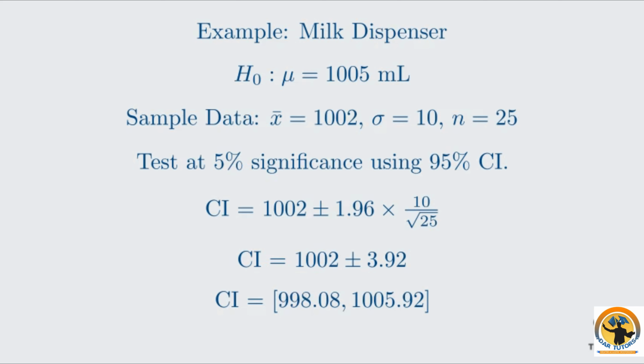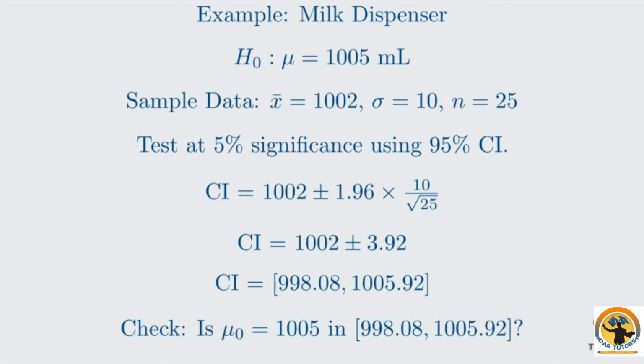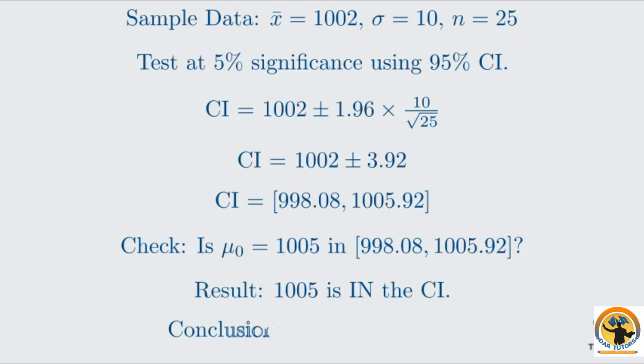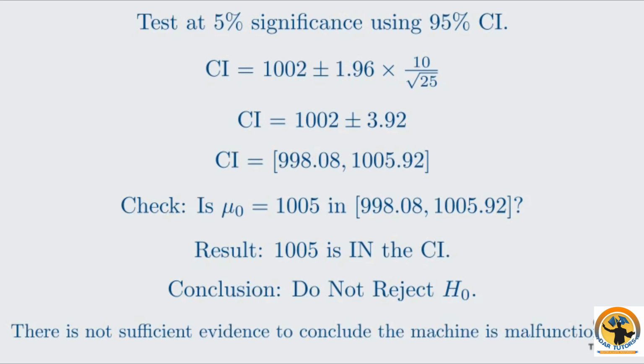Now for the second step. Check if mu0 equals 1005 lies within this interval. The interval is from 998.08 to 1005.92. The value 1005 is clearly inside this interval. Since mu0 is within the 95% confidence interval, we do not reject the null hypothesis.